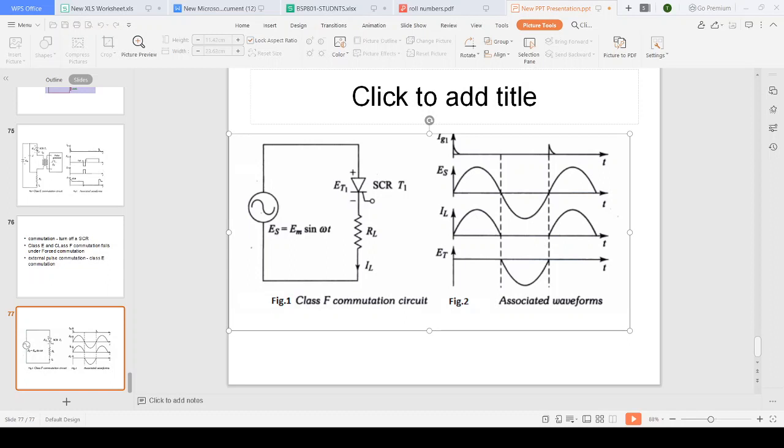We know that any sinusoidal waveform has a positive half cycle as well as a negative half cycle. So during the negative half cycle, the SCR will turn off, and during the positive half cycle, the SCR will be turned on. Or you can say that load current will flow during the positive half cycle.